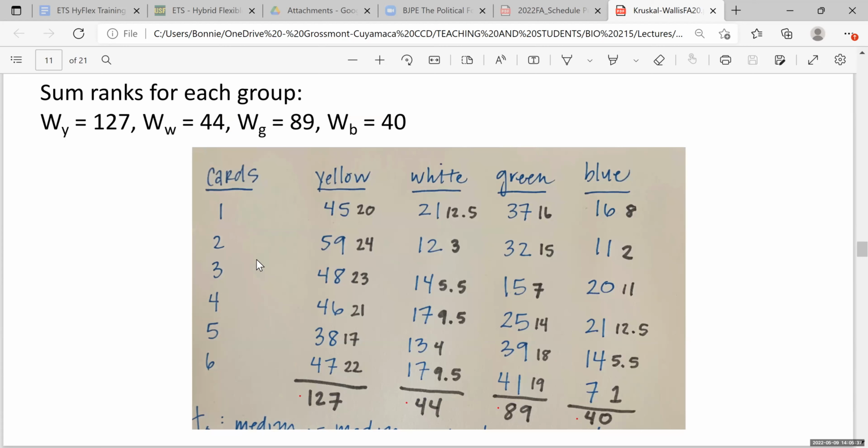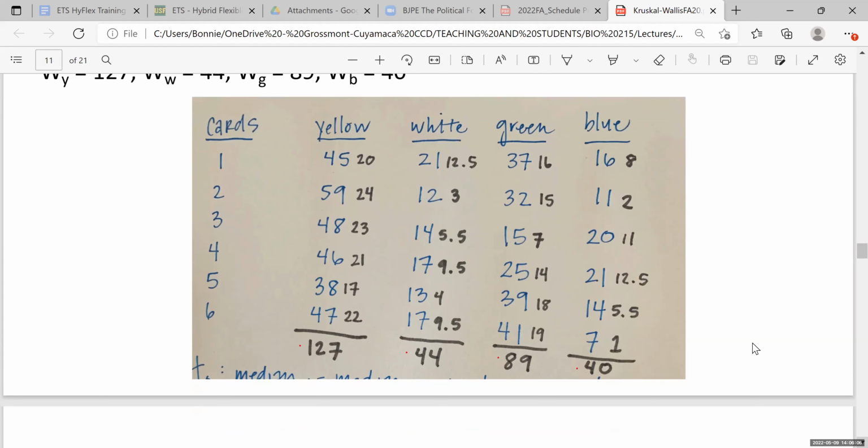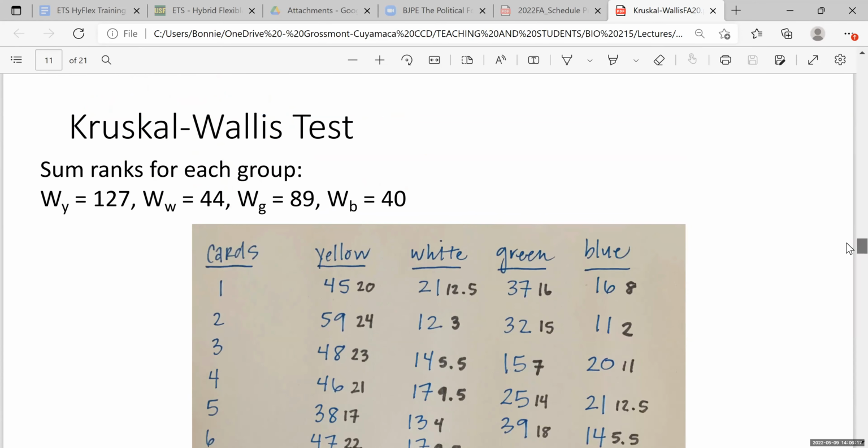All right, so once we've written it out this way, then we just are going to sum up the ranks of each of the colors. So we just add those together and we get the capital W sub i for the first group, the little i, we're going to call it Y. W sub 1 equals 127. Same thing, we're going to sum up these ranks. And we get 44 for white. We sum up the ranks, right? The ranks, not the data, right? Make sure you're summing the ranks that you assigned. We get 89. And then for blue, we're going to get 40. Right, so those are our W sub i's.